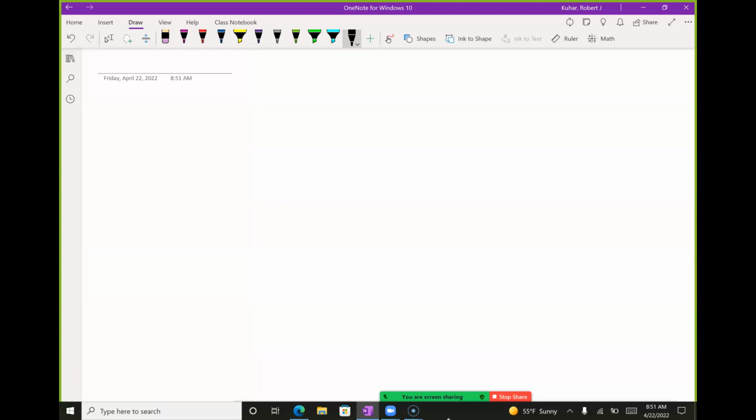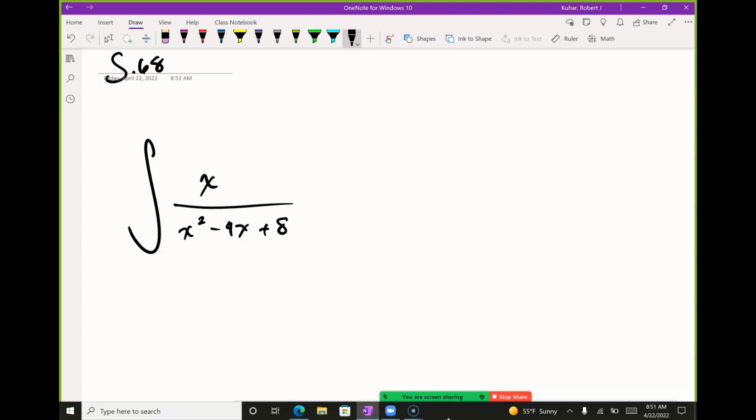So this is from Shams. This is number 68. And I'm doing the integral of x over x squared minus 4x plus 8. I guess I don't have to change it. I'll keep it exactly as it's written. So it's x times the quantity x plus 1 in the numerator, x squared minus 4x, that's a 4, believe it or not, plus 8.